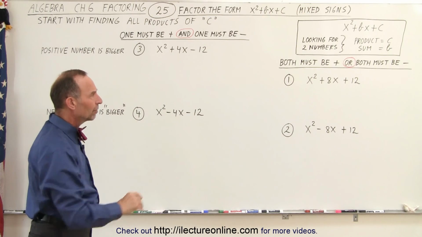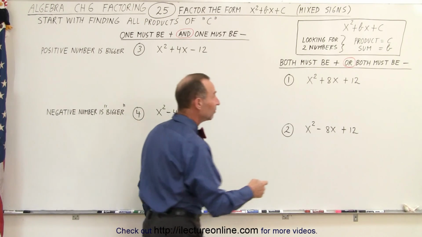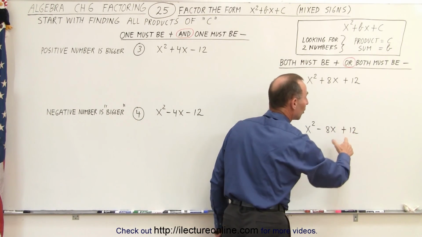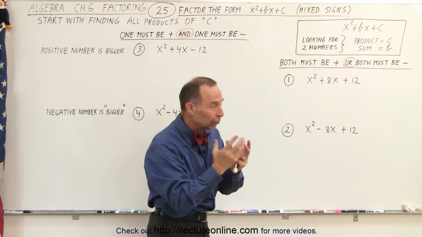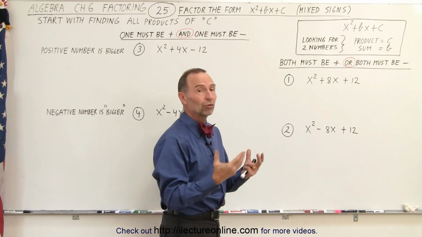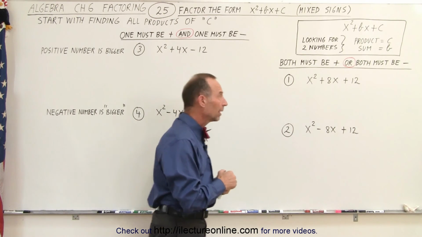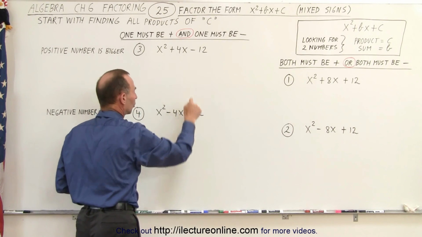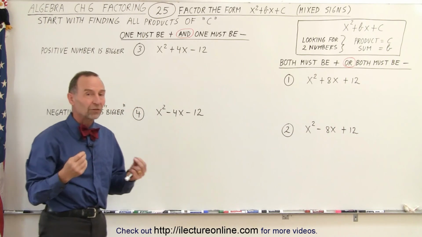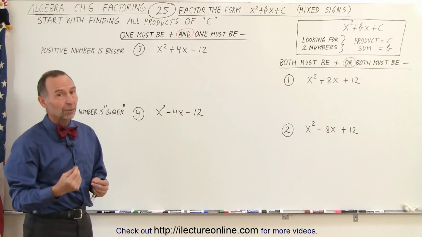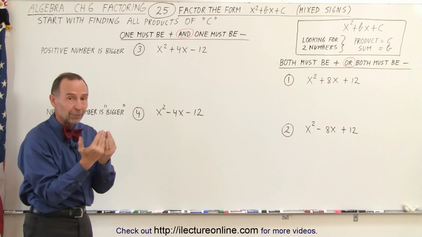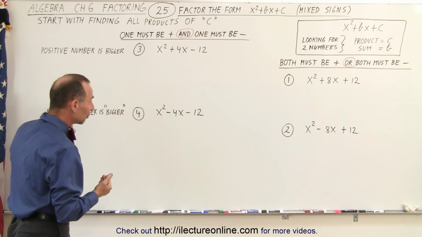Now the 2 on the right, we can already conclude that since the third term is positive, and since that is obtained by multiplying 2 numbers together, that means those 2 numbers must either both be positive or both be negative. Over here, since the last term is negative, that means one of the numbers must be positive and one must be negative, because when we multiply them together, we should get a negative result.